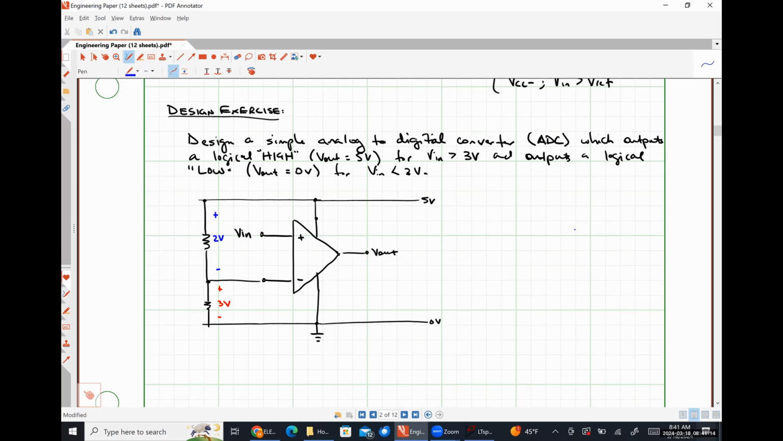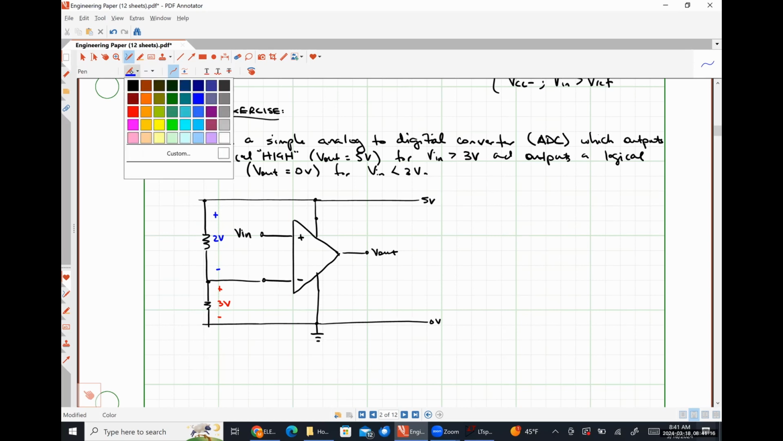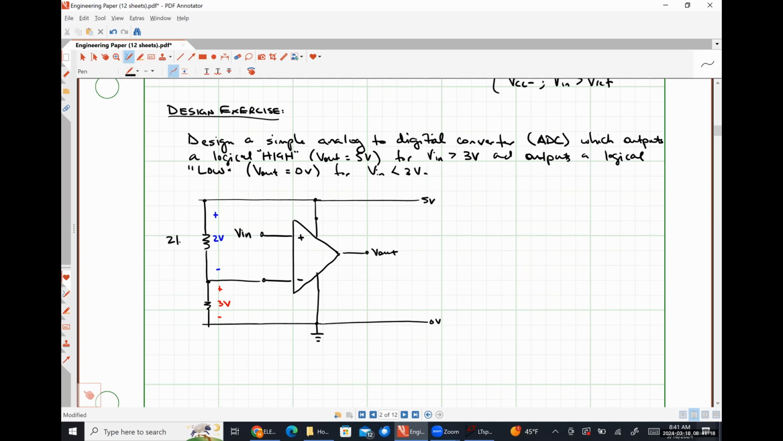So with that in mind, if we make this guy right here a 2 kilo ohm resistor, and this guy right here a 3 kilo ohm resistor, we should find out that this voltage right here is approximately 3 volts. So let's model this in LT Spice.